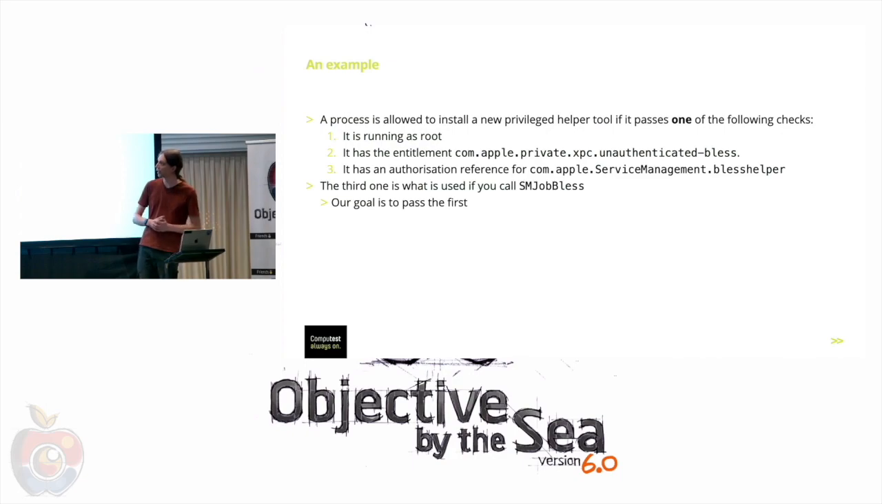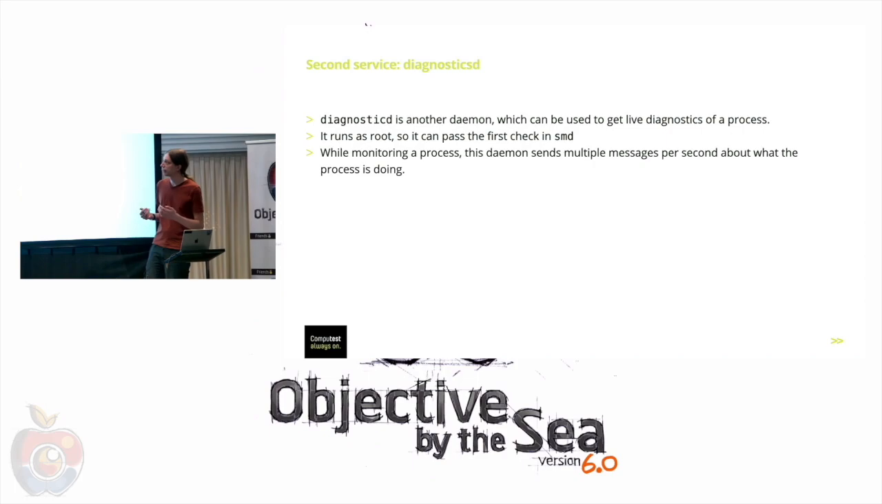But the goal of my exploit is to make it think that I am in the first category, so that I am running as root, while I'm not actually. So it will accept the installation. Now, for this attack to work, I need not just a process that is vulnerable, but I need some process I can impersonate, I can pretend to be. And for this, I picked diagnosticd. There's probably a lot of other processes that worked just as well.